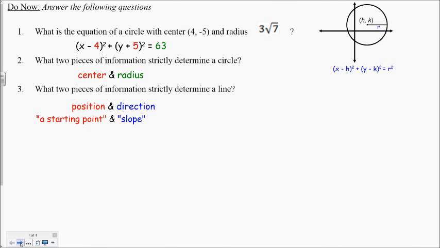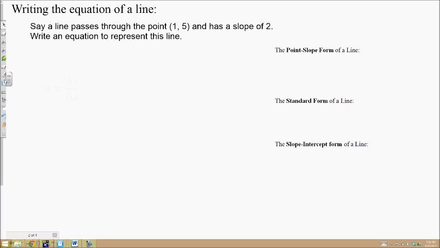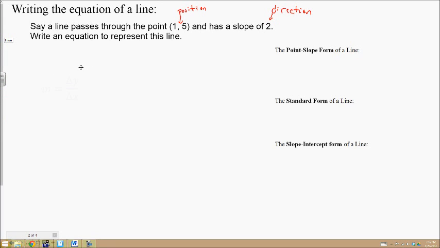So with that in mind, let's see where the equation comes from. Say I have a line that passes through a point (1, 5) and has a slope of 2. Well, that point (1, 5) is my position, or starting point, and that slope is my direction. So with these two pieces of information, we're going to determine how to write the equation of a line.